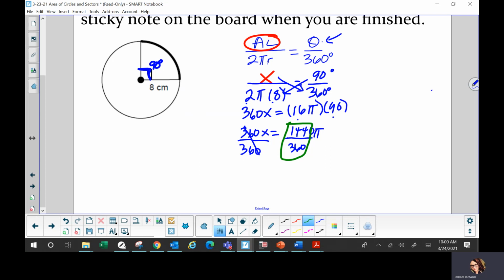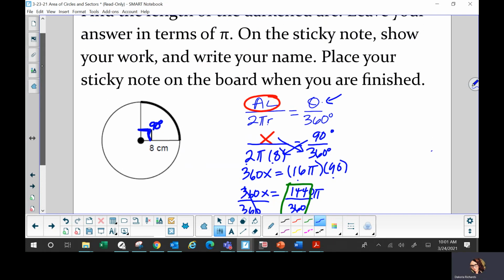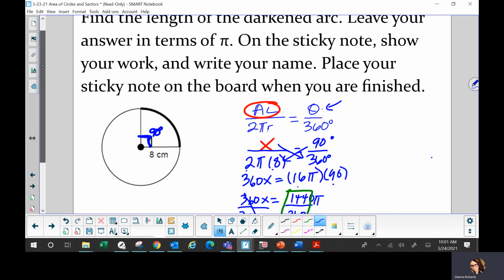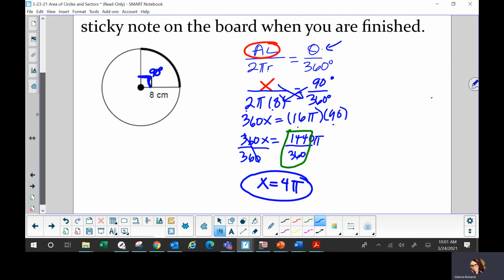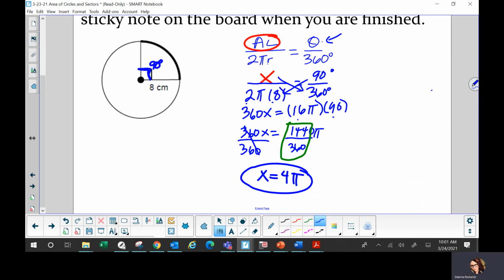Okay, questions? Some people got 4.5 pi. Some people got something else. Do you see where you went wrong? Do you have questions? So just don't include pi. When it says leave your answer in terms of pi, don't multiply with pi just yet. Just include it as part of your answer.